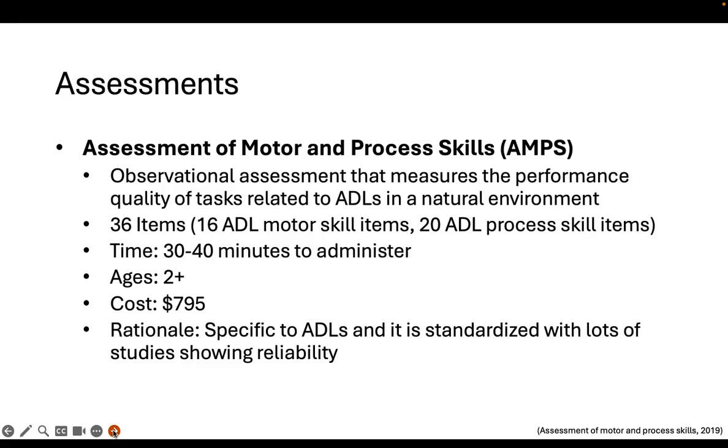Some examples of the ADLs measured include folding a basket of laundry, eating a meal, putting on socks and shoes, sweeping the floor, setting the table, feeding a pet, and much more. The person who administers it does have to have a certification. And the Shirley Ryan AbilityLab has normative data for many of the diagnoses. So for the MS normative data, it includes 44 participants, and in the motor items, the mean was 2.2, while the ADL process skill was 1.37. And the rationale for choosing this assessment is that it is specific to ADLs and is a standardized test that has much reliability.